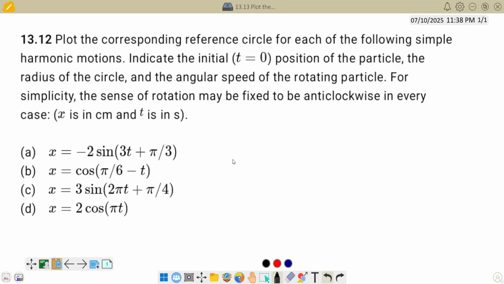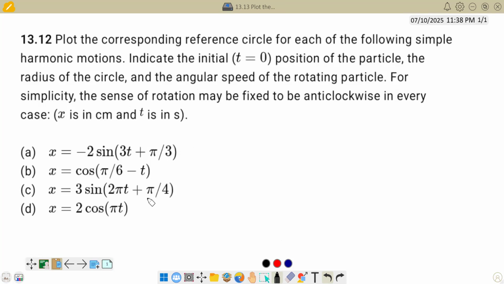Hello student, the question says plot the corresponding reference circle for each of the following simple harmonic motions. Indicate the initial (t equals 0) position of the particle, the radius of the circle, and the angular speed of the rotating particle. For simplicity, the sense of rotation may be fixed to be anti-clockwise in every case. So as given four cases, we have to represent where they lie in the circular path.